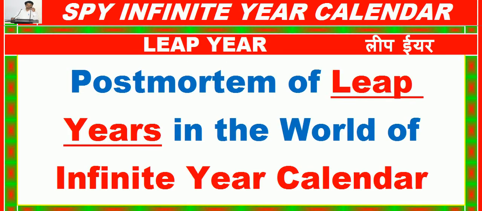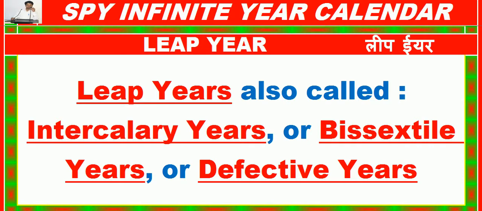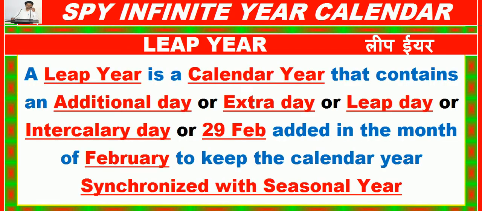Post-mortem of leap years in the world of infinite year calendar. Leap years, also called intercalary years, bissextile years, or defective years. The leap year is a calendar year that contains an additional day, or extra day, or leap day, or intercalary day, or February 29th, added in the month of February to keep the calendar year synchronized with the seasonal year.